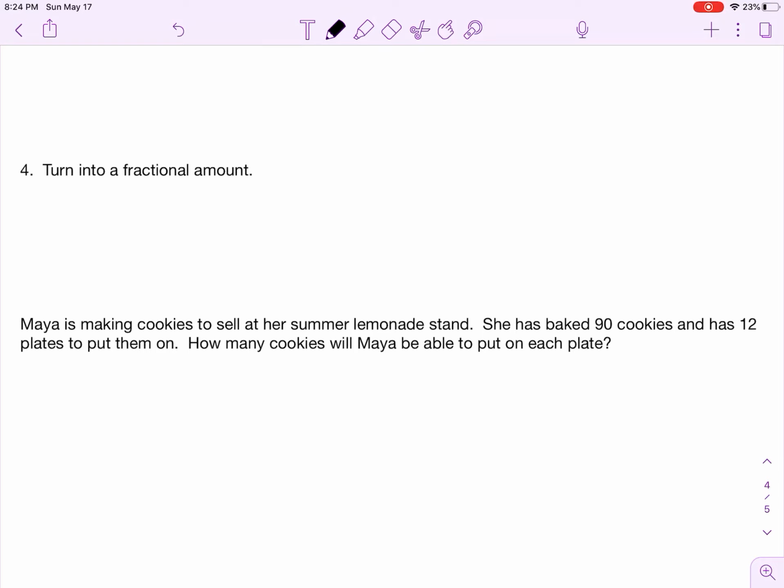Our final strategy is turning the remainders into a fractional amount. So this time, Maya is making cookies to sell at her summer lemonade stand. She has 90 cookies and has 12 plates to put them on. How many cookies will Maya be able to put on each plate? So once again, since we've repeated this problem now 3 times, we know that 90 divided by 12 is going to be equal to 7 remainder 6.